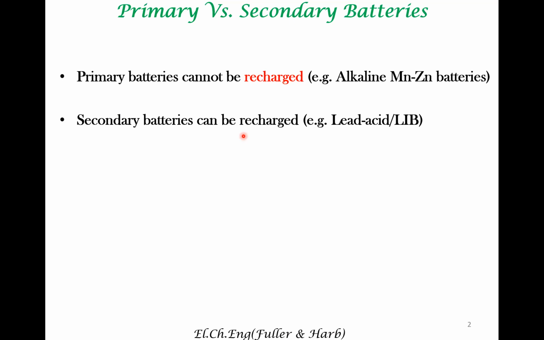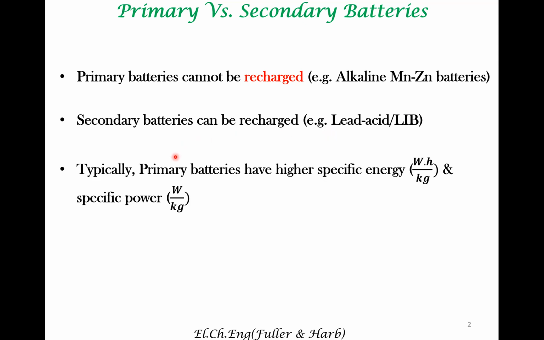Again, the two most common secondary batteries are the lithium ion battery and the lead acid battery. I'm sure you would have been exposed to the lithium ion battery. It's there in your cell phones and so on. And lead acid batteries are also a prevalent class of batteries.